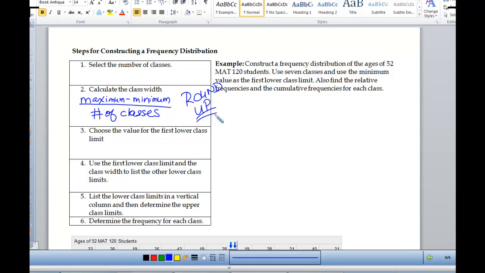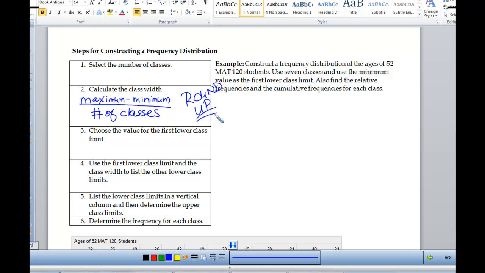Then we'll choose the value for the first lower class limit. It could be the minimum value in our data set or something slightly less than that if it's convenient. For instance, if your class width comes out to be 5, and your minimum value is 11, you might as well let your minimum value be 10. So we can add the 5s and 10s. Does that make sense? It's just kind of natural to add 5 to 10 than to 11. So, again, I would tell you what I want you to use as your minimum for the test. On the test, I would tell you that again.